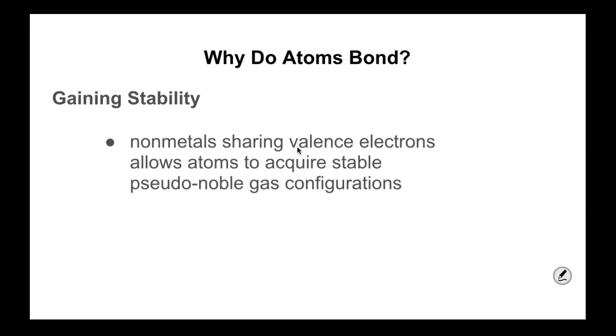Nonmetals are going to do something different, and this is 2 nonmetals. What they'll do is share valence electrons, and that allows them to acquire a stable pseudo-noble gas configuration. So if you have 2 nonmetals, elements from the right side of the periodic table, to the right of the staircase, they're going to share electrons in order to become stable, in order to get pseudo-noble gas electron configurations.